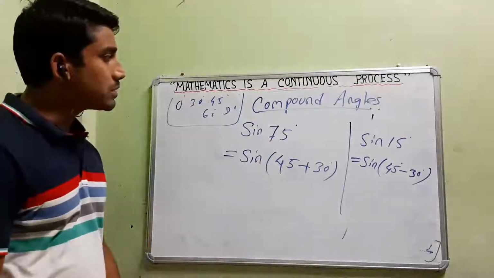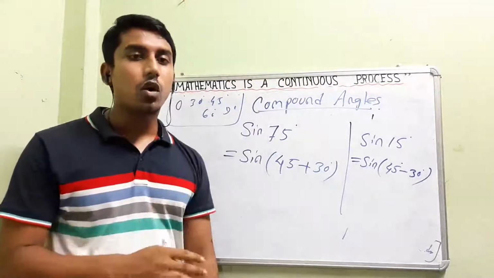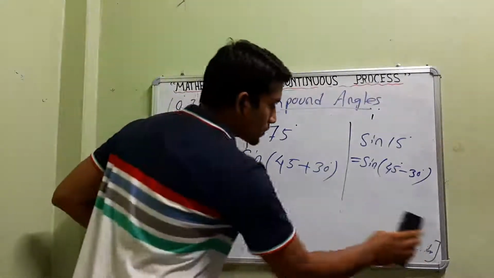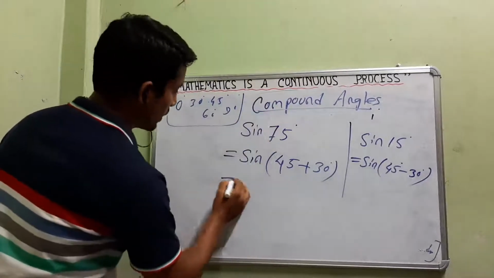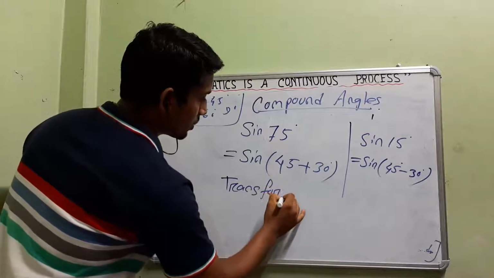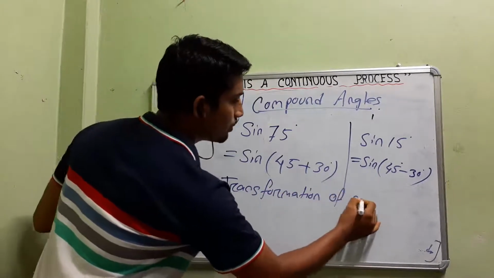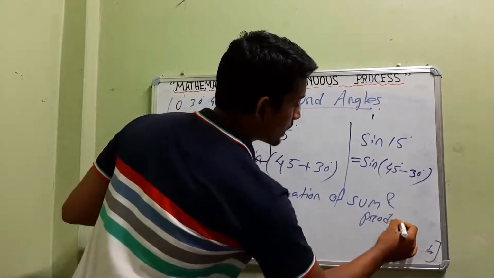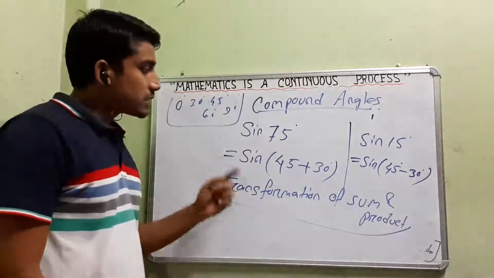Sometimes this topic is called not only compound angles, but transformation of sum and products. Let me tell you, transformation of sum and products is also sometimes taken as the topic name. In some books it is written as transformation of sum and products. Why is it called like this? Why am I saying sum and products?